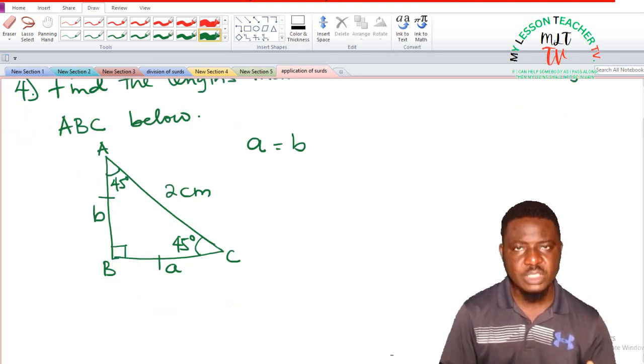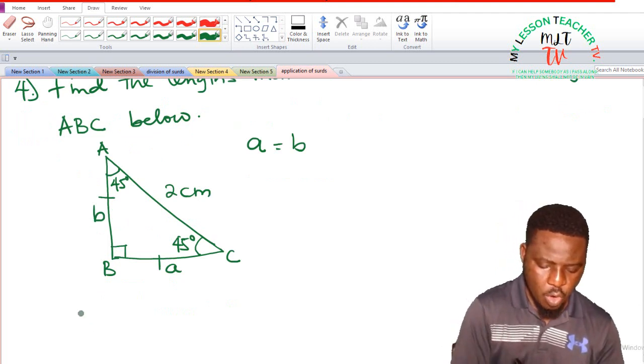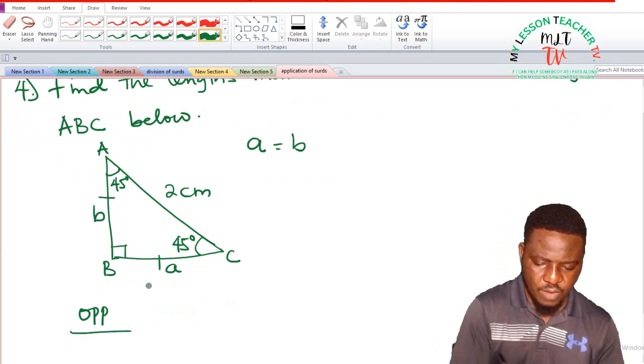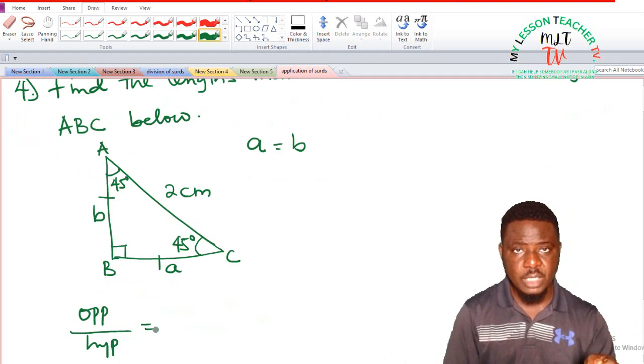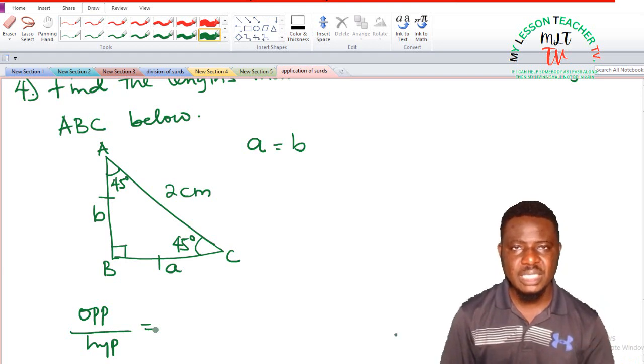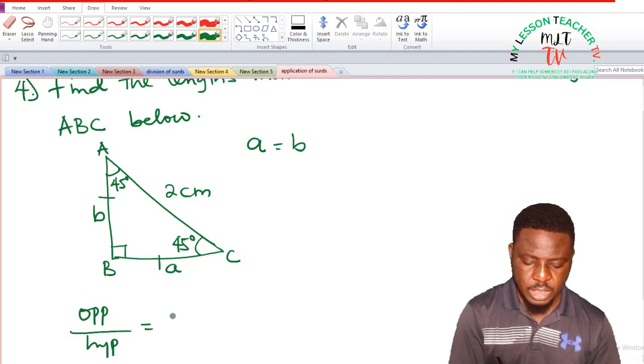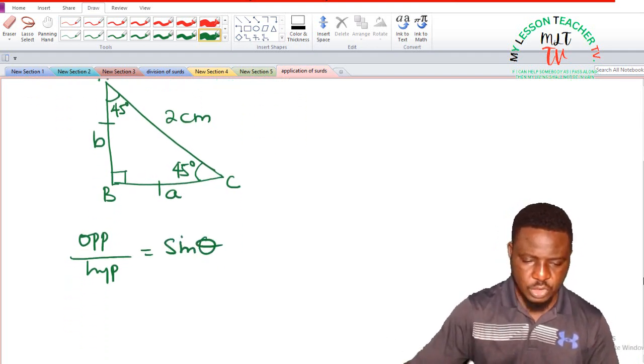You can either use sine or cos depending on which you want to solve. So opposite, which is B, over the hypotenuse, which is given, I'm using the ratio of one of the unknown sides to one of the known sides, so as to get the unknown sides. If you want to find the ratio of two unknown sides, it will be very difficult for you to do that, because you can't solve for two unknowns unless it is a simultaneous equation. So opposite over hypotenuse is said to be the sine of that angle theta.